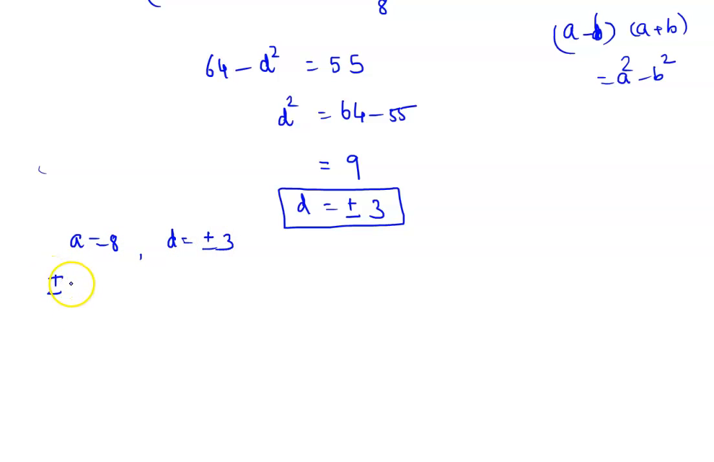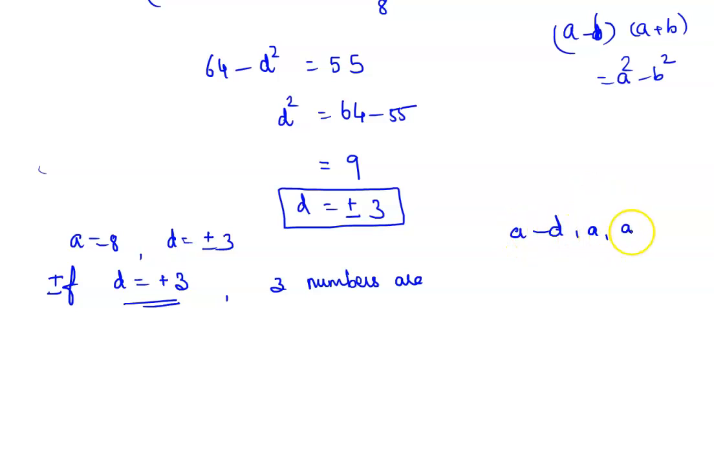So first case, we will take D is equal to plus 3. Then the three numbers are, so what we have taken the three numbers as A minus D, A and A plus D, right? So substitute the values here. So 8 minus 3 is 5, 8, and 8 plus 3 is 11.